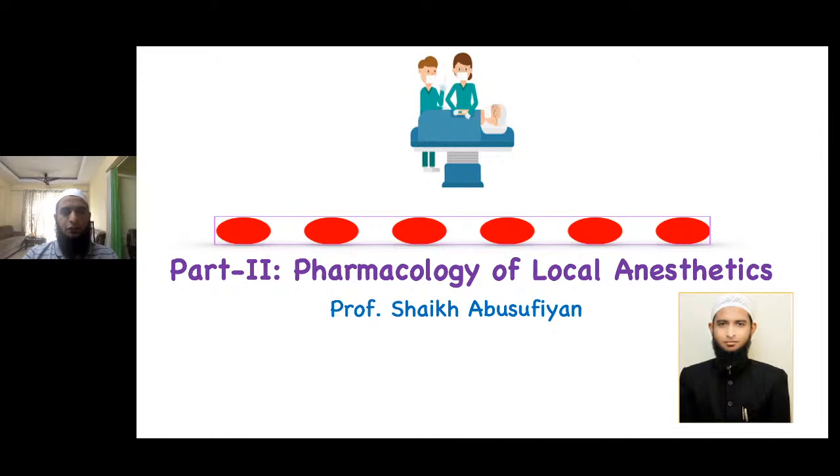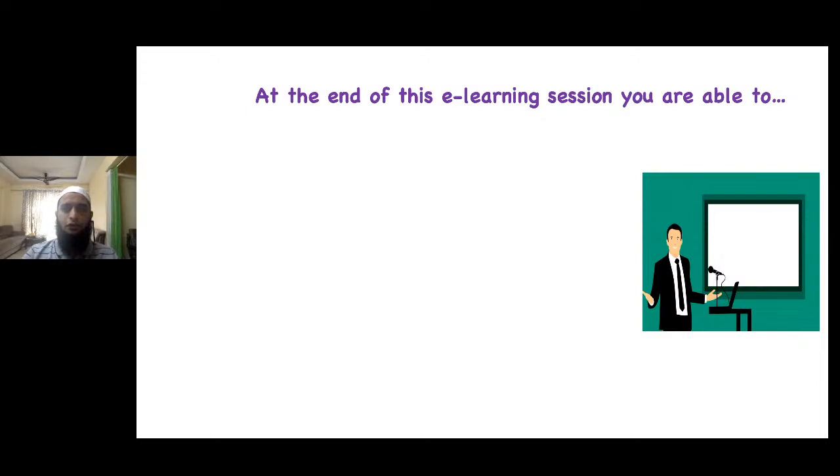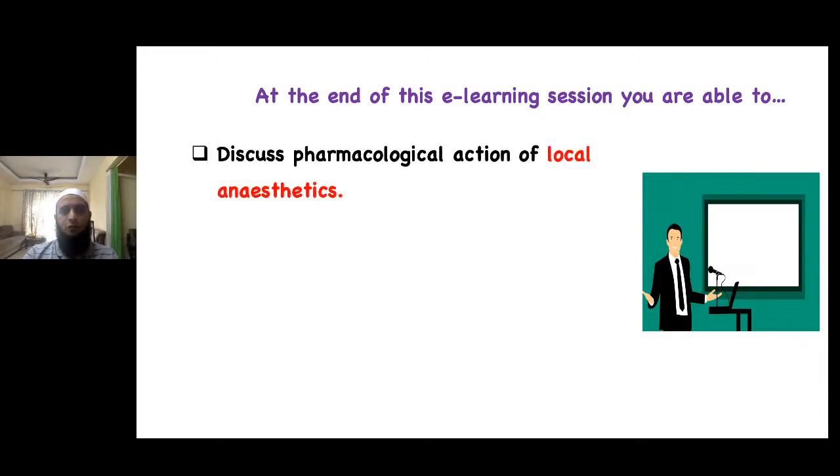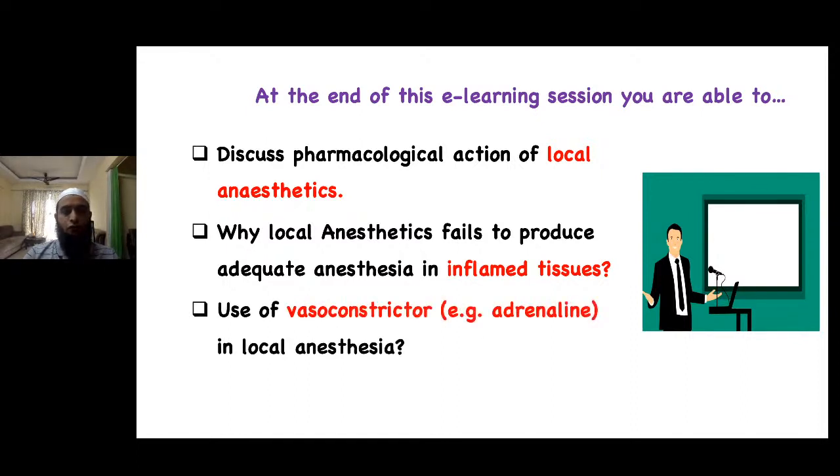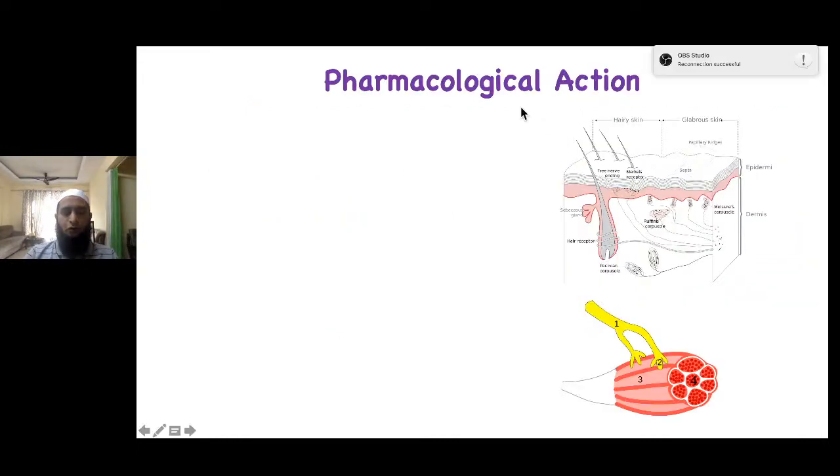In today's e-lecture tutorial, we will study the pharmacology of local anesthetics. At the end of this e-learning session, you will be able to discuss the pharmacological action of local anesthetics. Then you will see why local anesthetics fail to produce adequate anesthesia in inflamed tissue, and the use of vasoconstrictors, especially adrenaline. Let's see the pharmacological action.